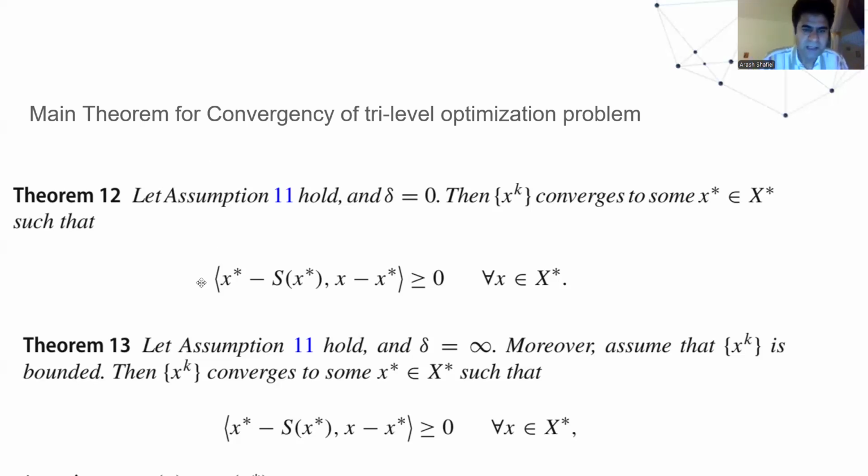problem. The next result happens when you have assumption 11, and in this case, you have delta is infinite. In this case, you can say xk is bounded, and also xk converges to the x star belonging to big X star.